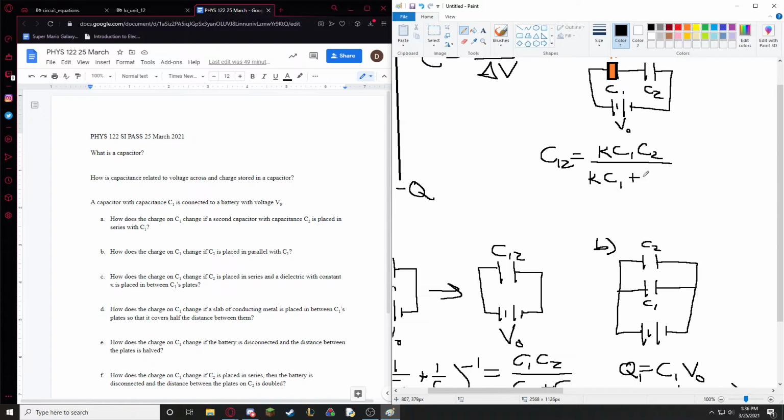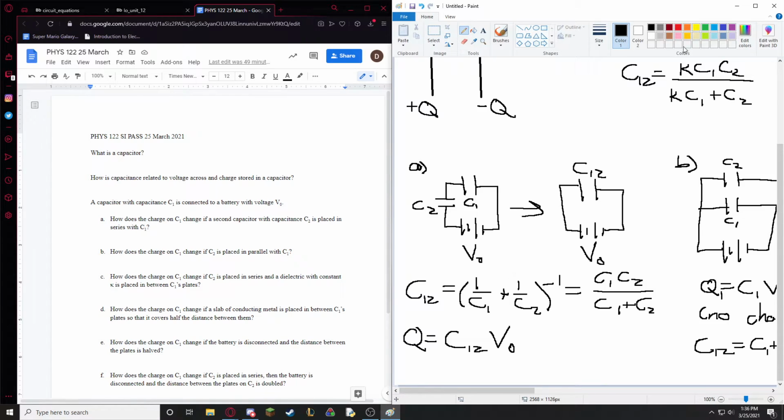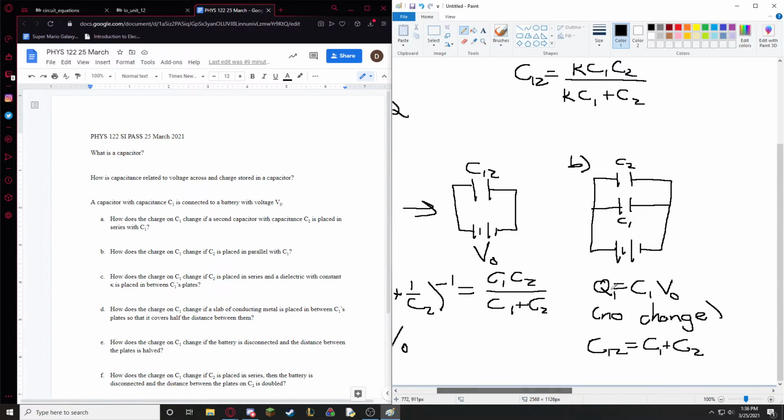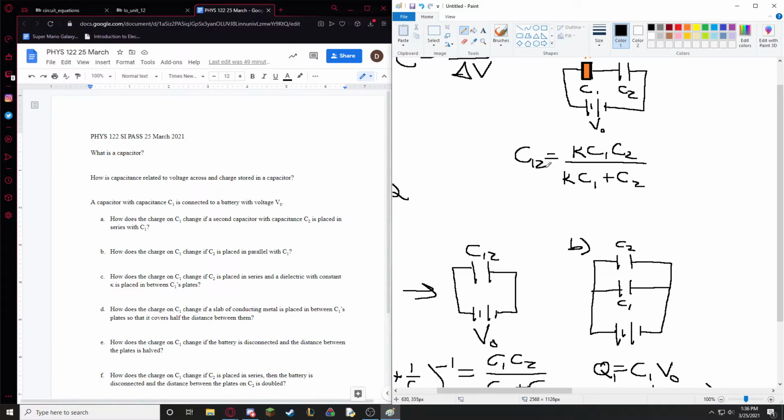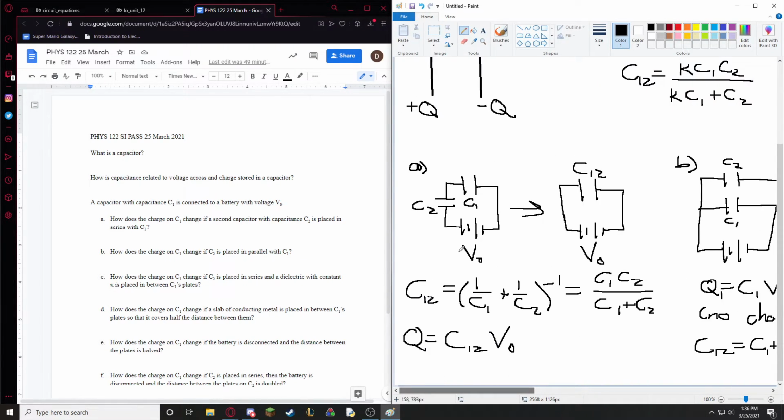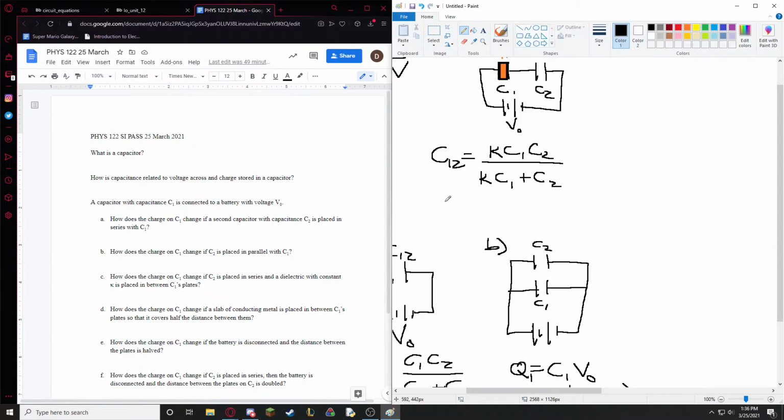kappa C1 plus C2, which once again, the multiplying divided by the addition is the exact same thing as the 1 over plus 1 over plus 1 over. And so that's how we get our new net capacitance. And then same thing for problem A. The charge on C1 is just going to be that total net capacitance times the voltage drop, which is just V naught. Anyone have any questions about this?